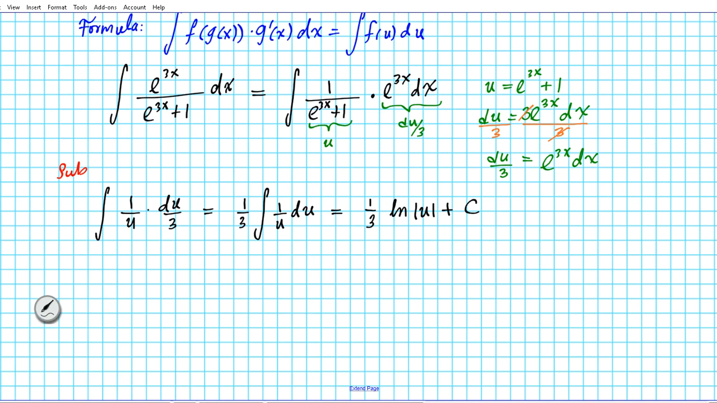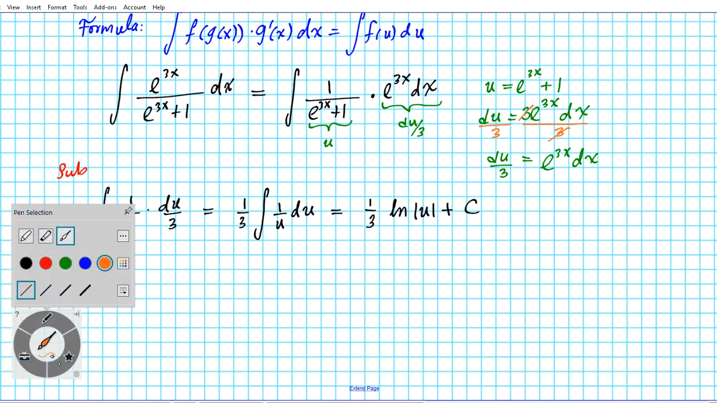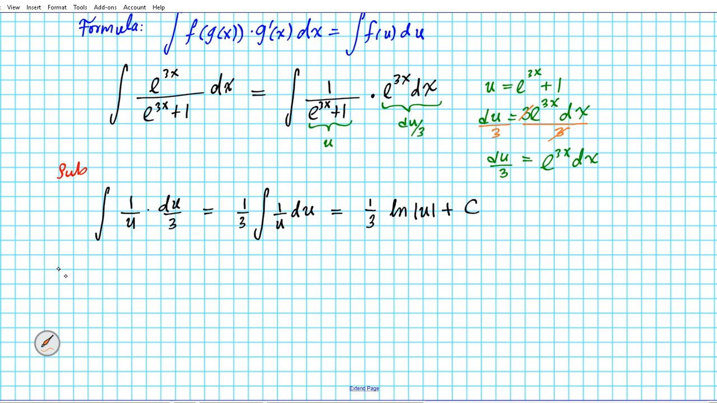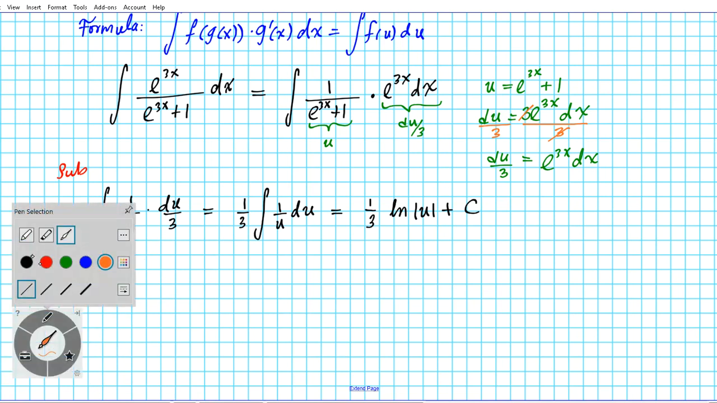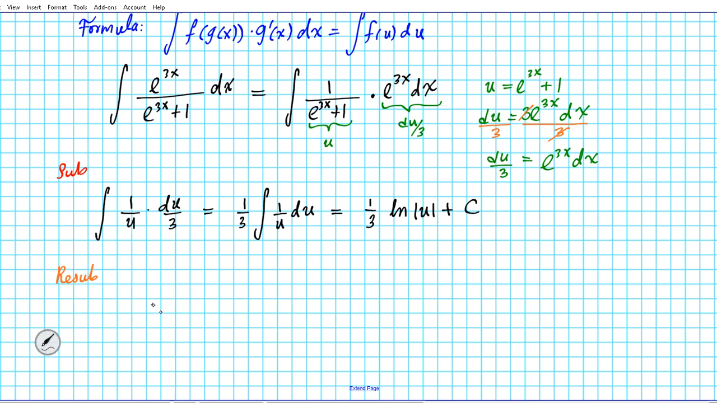Are we done with the problem? We are not done. Remember, after you substitute and integrate, you have to do what? You have to resub. What you substituted out for u, you have to plug it back in. So we're going to carry out our resubstitution step, which will be the final step here. The answer we got was 1/3 times the natural logarithm of the absolute value of u plus c. So when we resub, this becomes 1/3 of the natural logarithm of the absolute value of e to the 3x plus 1, plus c. And there goes your final answer.